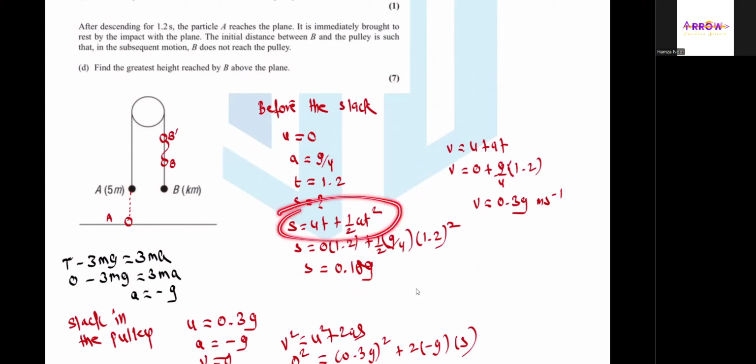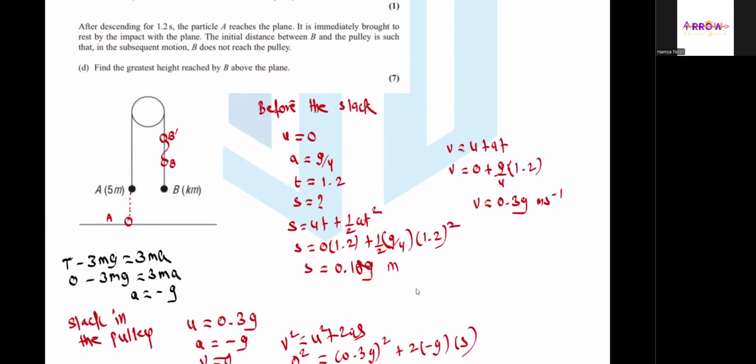So s is equal to ut plus half at squared. So u is 0, t is 1.2, and acceleration is g over 4. So we have found the distance in terms of g, which is 0.18g meters.